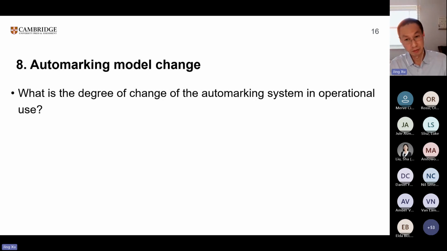But this is more difficult for large language models because you don't have any control when OpenAI upgrades the version. What do you do? The same prompting language may result in different scores, and there's no control of the version change. That'll be a problem as well.